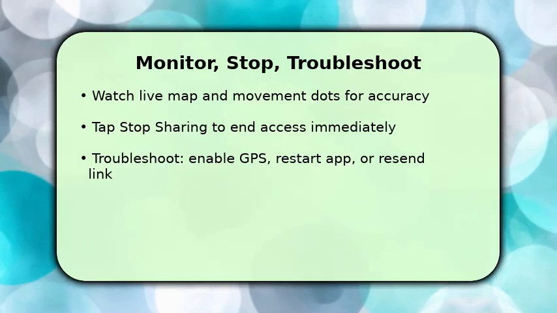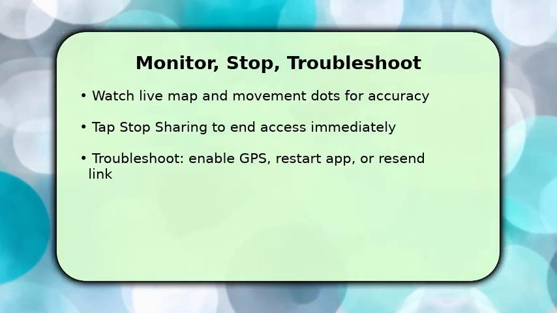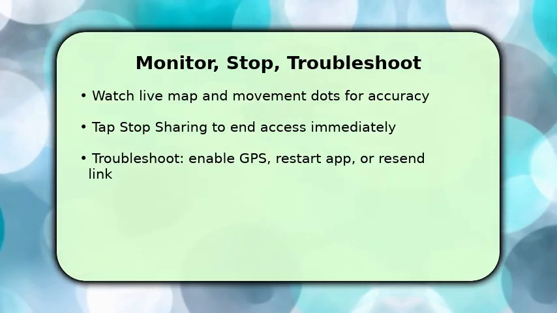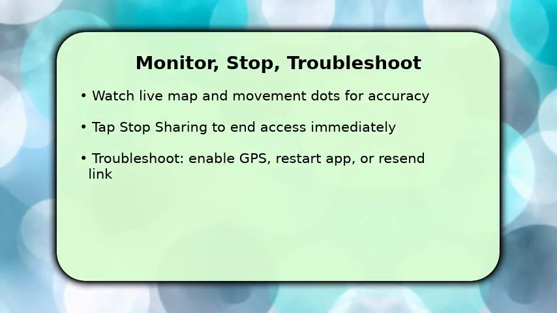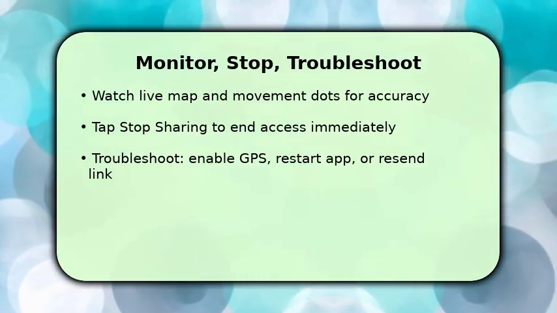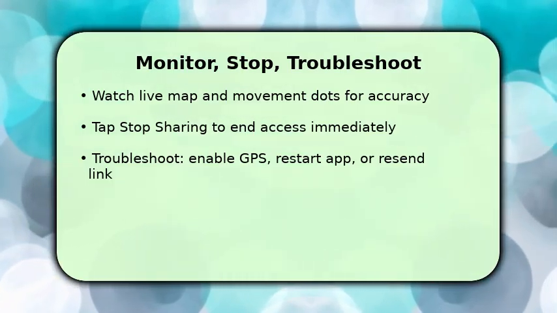If recipients report wrong or missing location, first make sure GPS is enabled and your device has signal. Then restart the app and resend the share link if needed. If problems persist, toggle background location and retry. This sequence resolves most sync and permission issues quickly.